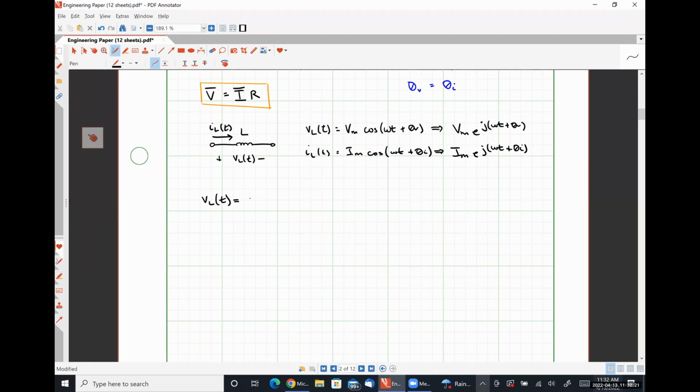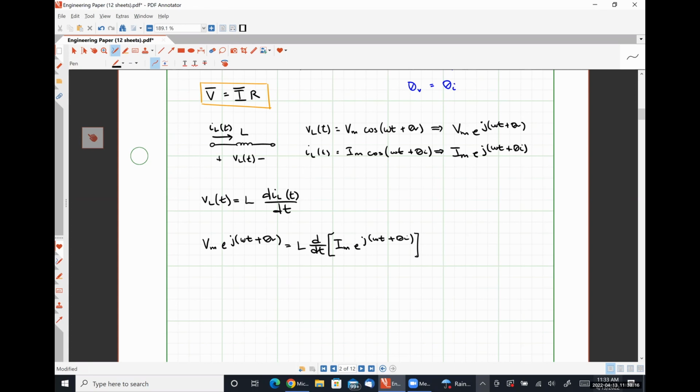VL of t is simply L times diL by dt. So I'm going to substitute in my complex number representations of my voltage and current here, which is going to give me Vm e to the j omega t plus theta V is equal to L times the derivative with respect to time of Im e to the j omega t plus theta I.